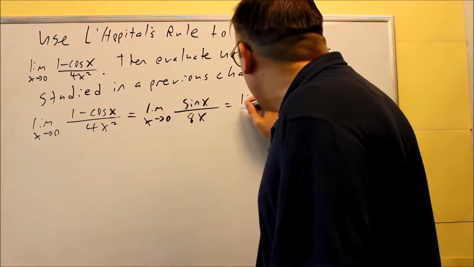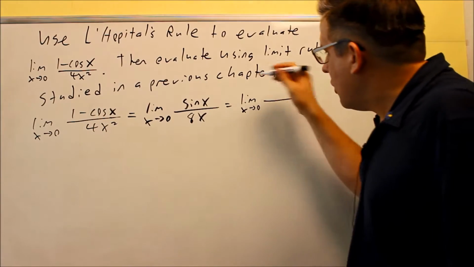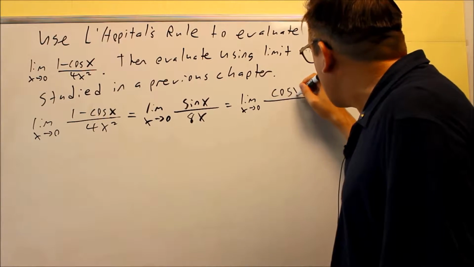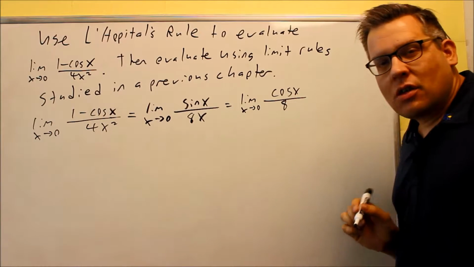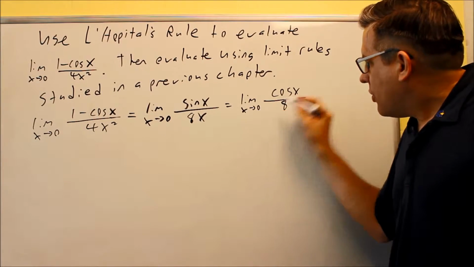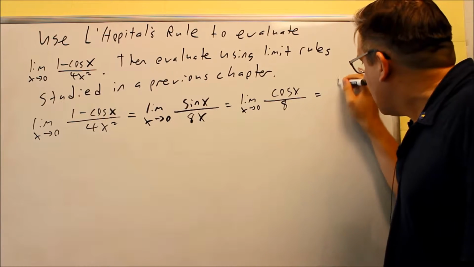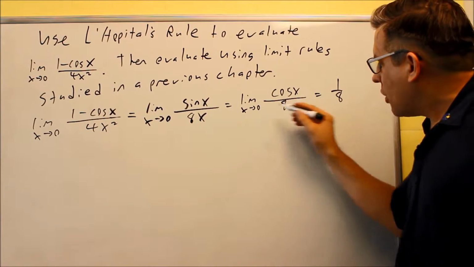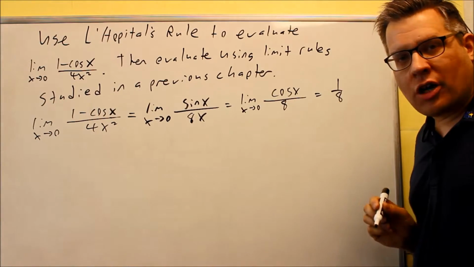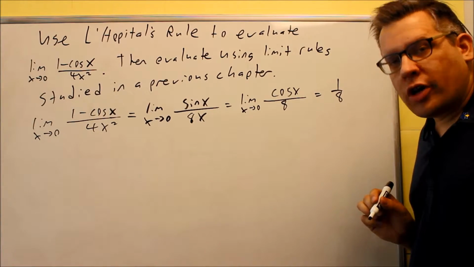So now I'm going to take the derivative of top and bottom one more time. Derivative of sine is cosine, so I get cosine of x. Derivative of 8x is 8. So now let's put in 0. If I put a 0 in here, I get a 1, and I have 8 in the bottom. Therefore, I know that I need to stop. I don't need to take derivatives anymore, because when I put the 0 in, I'm no longer getting that 0 over 0 situation. So your answer is going to be 1/8.